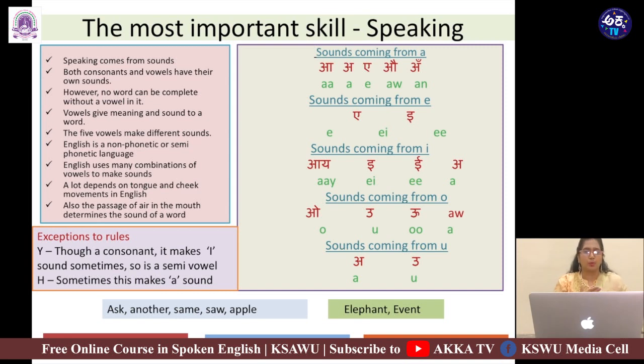Vowels have sounds too. However, no word can be complete without a vowel in it. Vowels give meaning and sound to a word both. The five vowels make different sounds. English is a non-phonetic language.